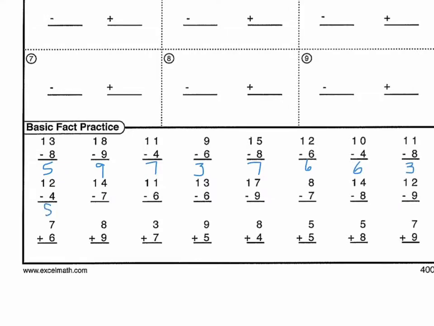Next line, 12 minus 4 is 8. 14 minus 7 is 7. 11 minus 6 is 5. 13 minus 6 is 7. 17 minus 9 is 8. And by the way, you should be erasing and fixing any wrong answers. 8 minus 7 is 1. 14 minus 8 is 6. 12 minus 9 is 3.